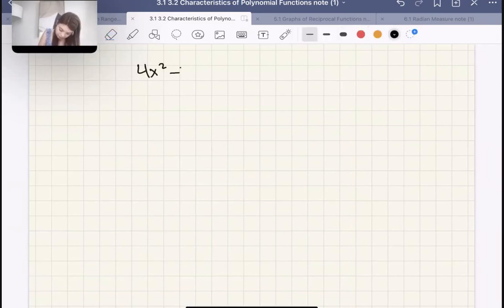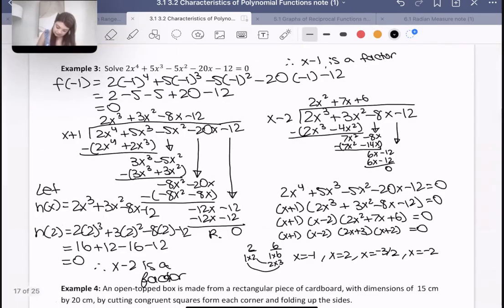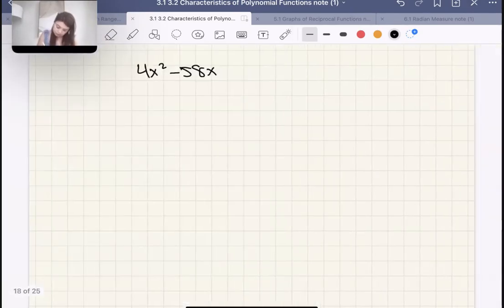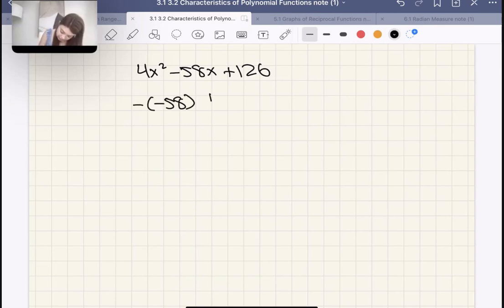Okay, so here we have 4x squared minus 58x plus 126. And we're trying to factor this further. So to do that, we're going to use the quadratic formula, because this looks like a very challenging thing to factor without. So negative b, so negative 58 plus or minus the square root of b squared minus 4ac, all over 2a.